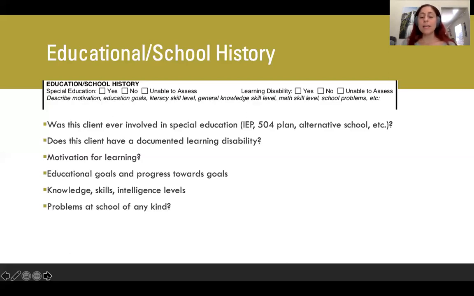If the client denies any of these, it's helpful to write things like client denies any problems at school at this time, or client reports having no clear educational goals at this time, just to make it clear that you've assessed for it and that you didn't just overlook it. And that'll be true for every section.